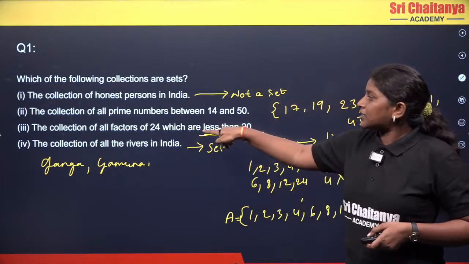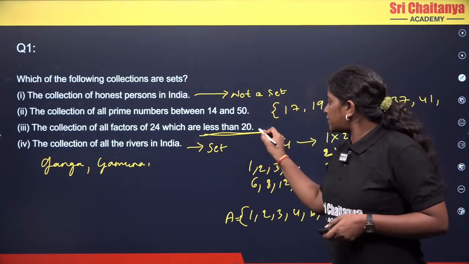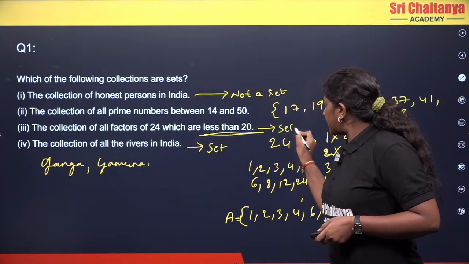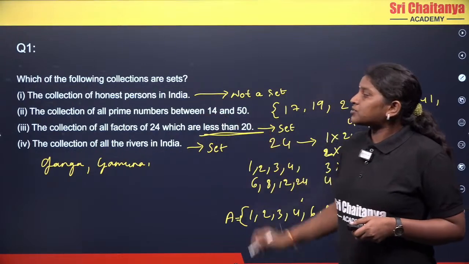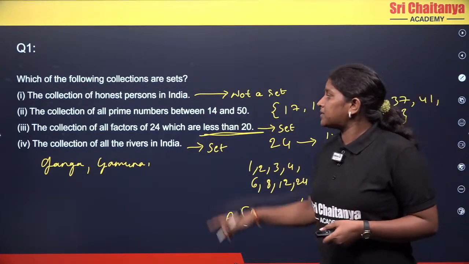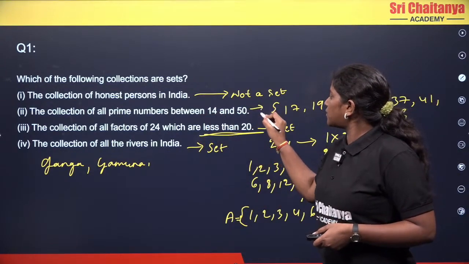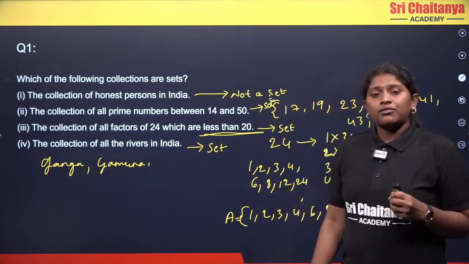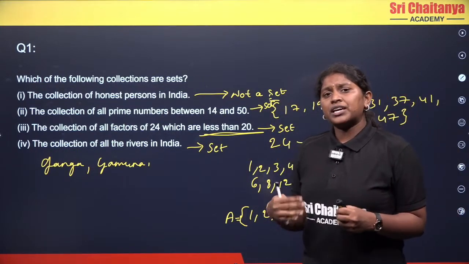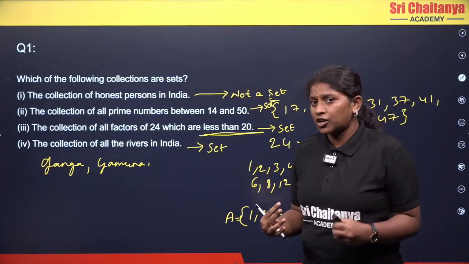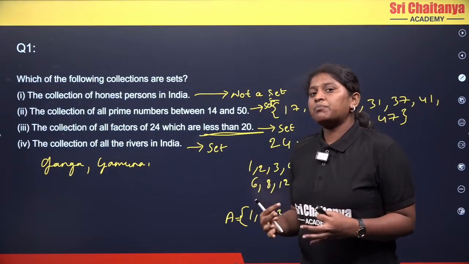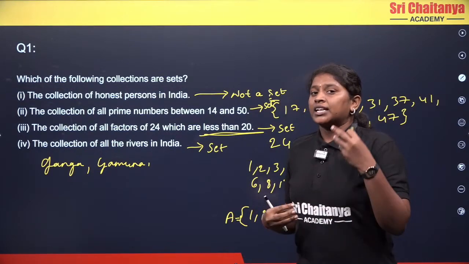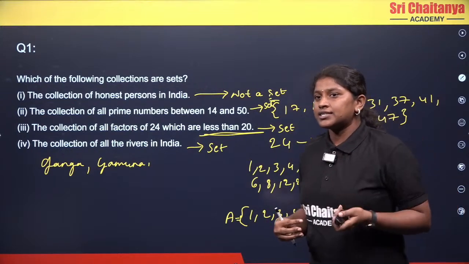And coming to the next, the collection of factors of 24 which are less than 20 is also a set. And the next one, the collection of all prime numbers between 14 to 50 is also a set. Okay, so when can we say that the given collection is a set or not? If we are having a particular property between them, then we can say that the collection is a set.